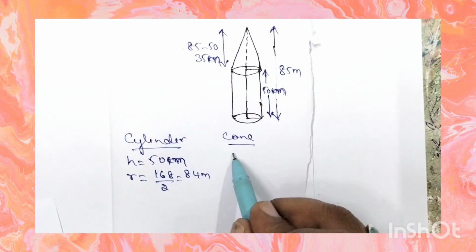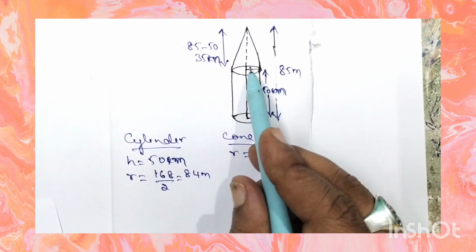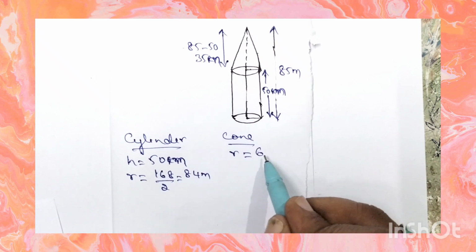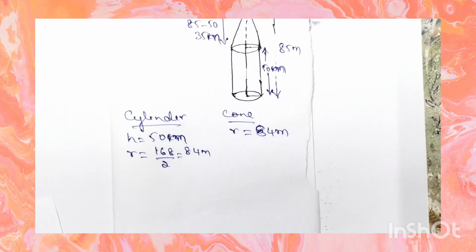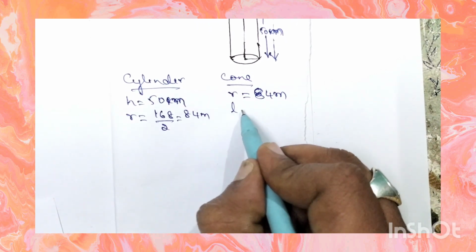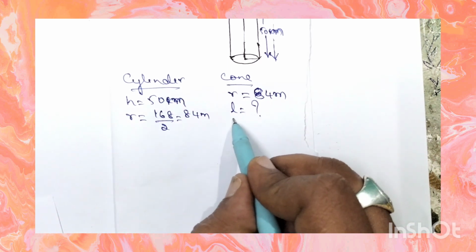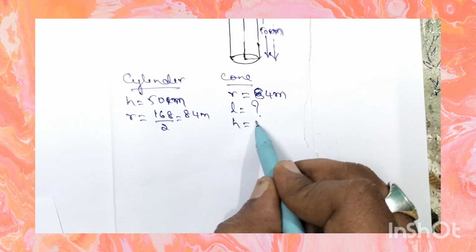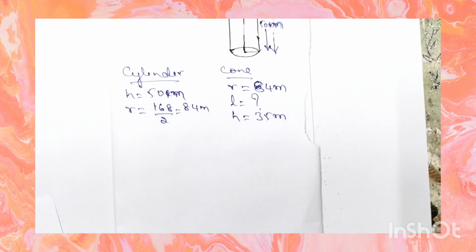Coming to the cone, the radius of the cone is the same as the radius of the cylinder, which is equal to 84 meter. But here we have to find the slant height of the cone. We don't know the slant height of the cone, but they have given the vertical height. The height is equal to 35 meter.